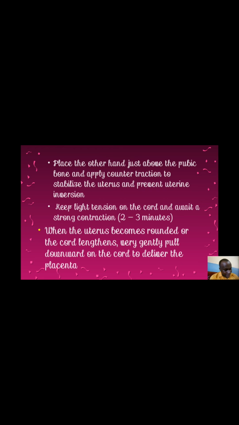Pia hizo ndizo advantage. But also keep light tension on the cord and await a strong contraction 2 to 3 minutes. Pale mama ambako hajisikii uchungu, usijaribu kupull ile umbilical cord, usubiri pale mama atakapojisikia uchungu. When the uterus becomes rounded or the cord lengthens, very gently pull downward on the cord to deliver the placenta. Kama uterus sasa imeanza kucontract, kama rounded and the cord lengthens, very gently unaweza pull. Hizi ni signs of placenta separation.